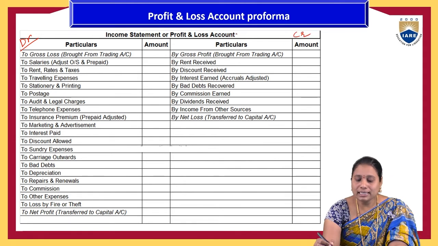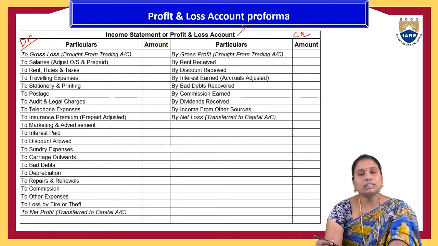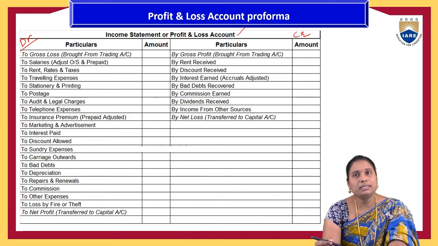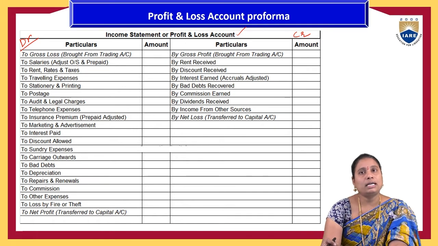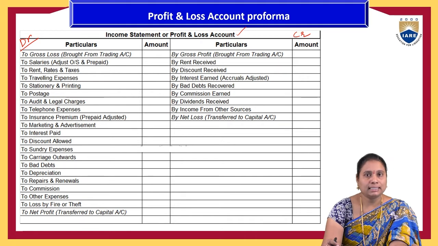This profit and loss account is also treated as an income statement, and we should not forget the title: income statement or profit and loss account of so and so company, the company's name, for the year ended 31st March 2021. Like this, they have to mention the time period too as part of the title of this profit and loss account.